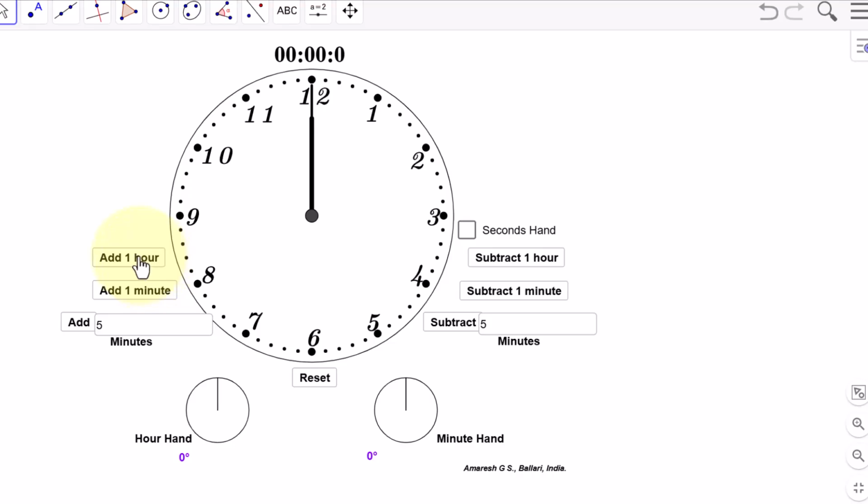So this is 1 o'clock, 2 o'clock. So you can see 2 o'clock, the angle is 60 degrees. So this is acute angle. So 2 o'clock is acute angle. If I go to 3 o'clock, so this is 3 o'clock. 3 o'clock is 90 degrees. So this is a right angle.